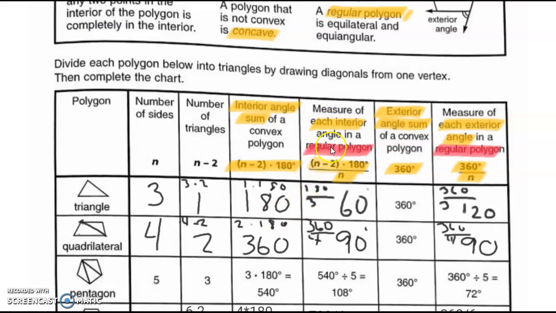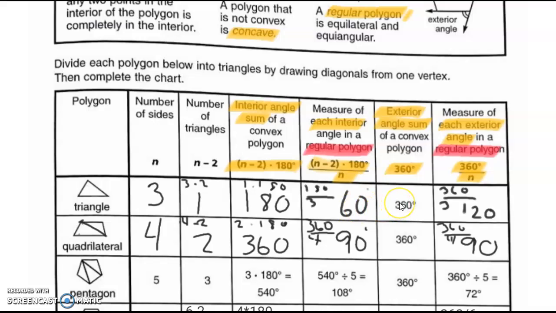The measure of each interior angle, provided that it is a regular polygon, we would take the sum and divide it by the number of sides. So 180 divided by 3 gave us 60. So each interior angle was 60.